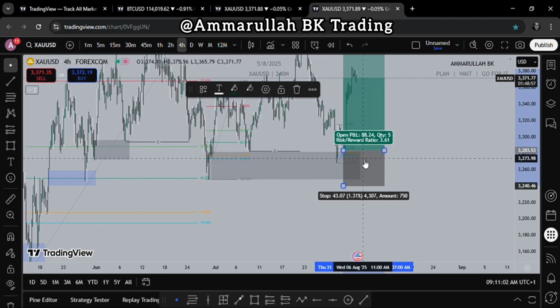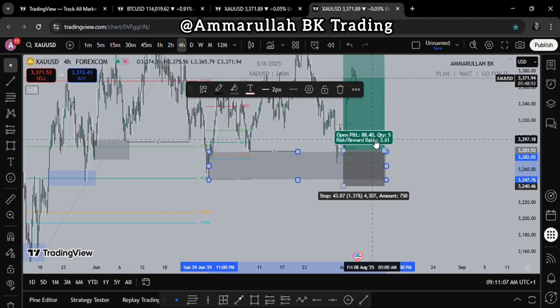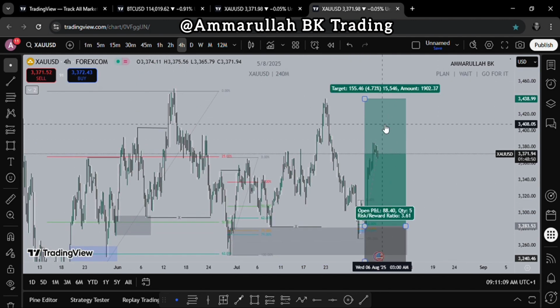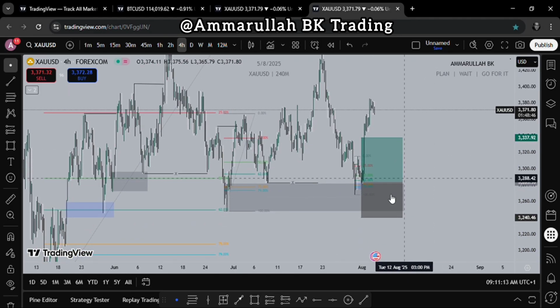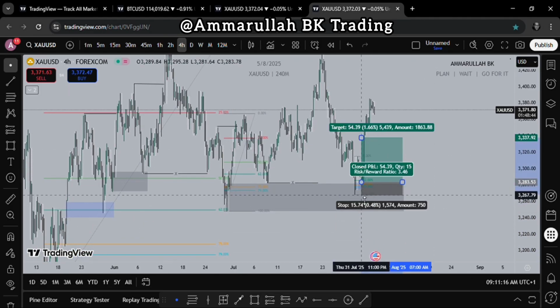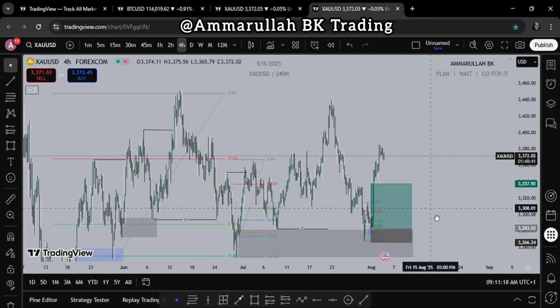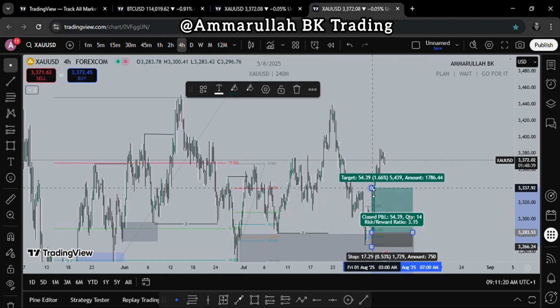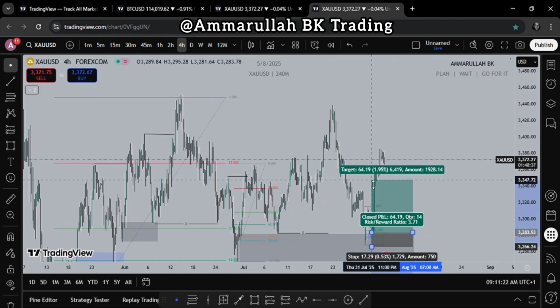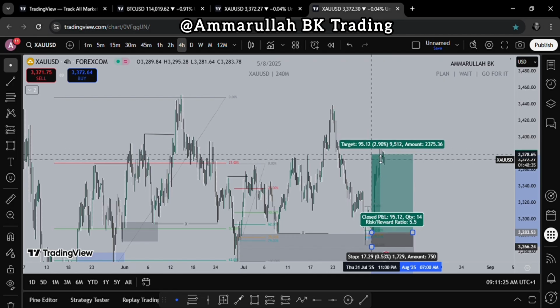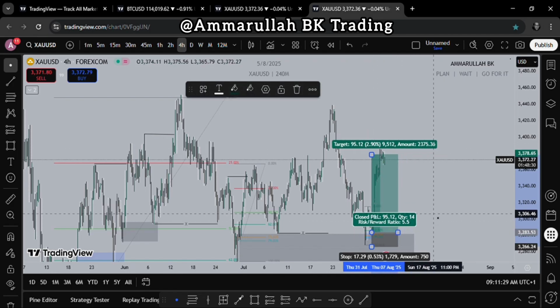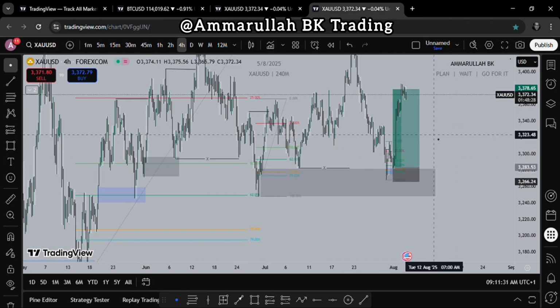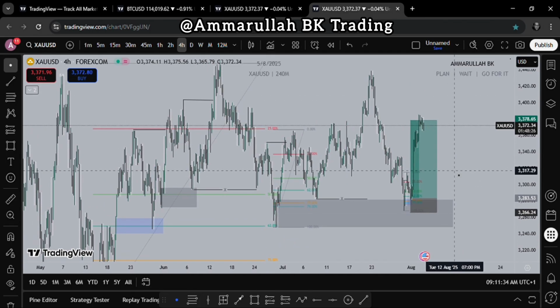Which is a 1 to 3 risk to reward. But this particular place from here, for a scalper or day trader, it will be a 1 to 3.2 for the TP1, for the TP2 1 to 3.7, for the TP3 1 to 5, right? It's a very good trading opportunity. So in this video, that's how the video comes to an end, right?